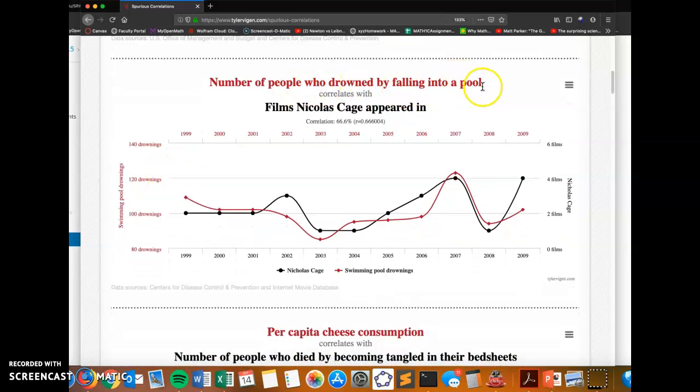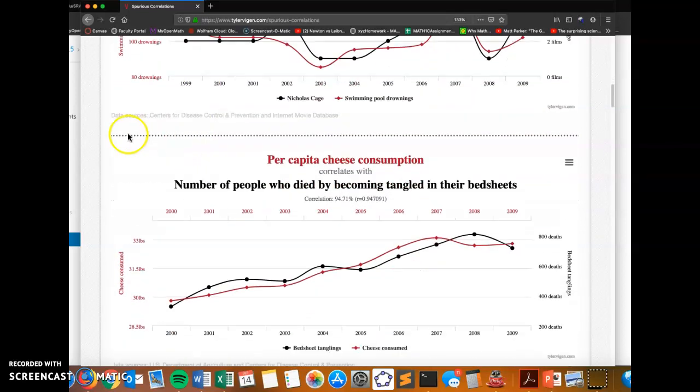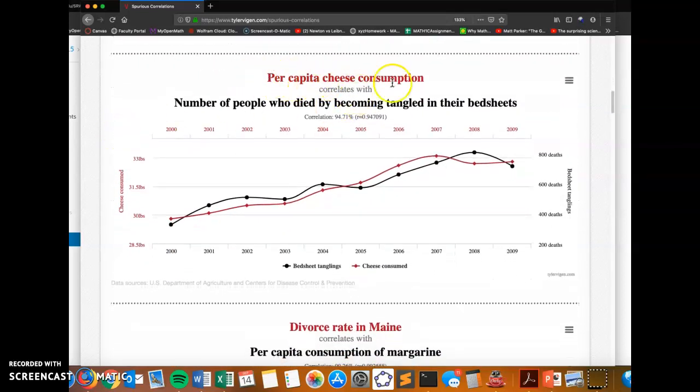The number of people who drowned by falling into a pool correlates with films Nicolas Cage appears in. Again, this would be moderate to strong, 0.66. But I would argue there's probably no real causation connection between these two, unless you really, really hate Nicolas Cage. I just love this example. Per capita cheese consumption has a strong correlation with the number of people who died by becoming tangled in their bed sheets. It's amazing how many people die in this situation. It's kind of nuts. There's probably some drug and alcohol use involved in here, I would guess.